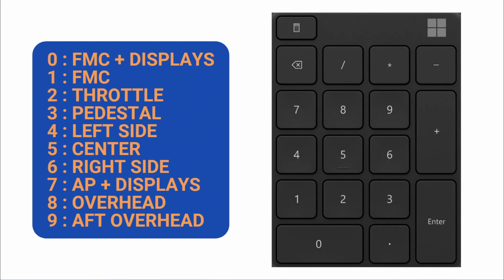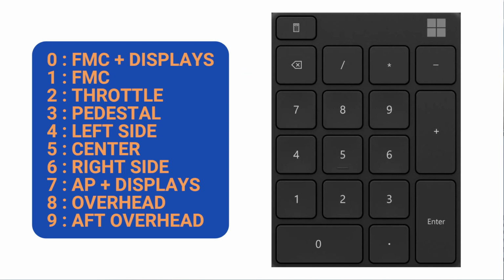So I use 0 for the FMC plus the displays. I use 1 to see both FMCs. 2 I use for the throttle. 3 I use for the pedestal. 4 I use for the left side. 5 I use for the center. Then 6 I use for the right side. 7 I use for the autopilot plus displays. 8 I use for the overhead. And 9 I use for the aft overhead. But how I selected those numbers, that's what I'm going to show you now.